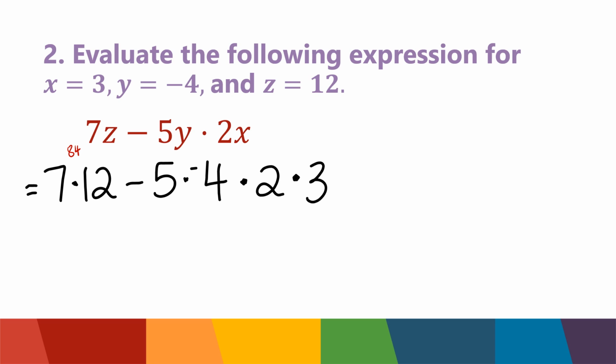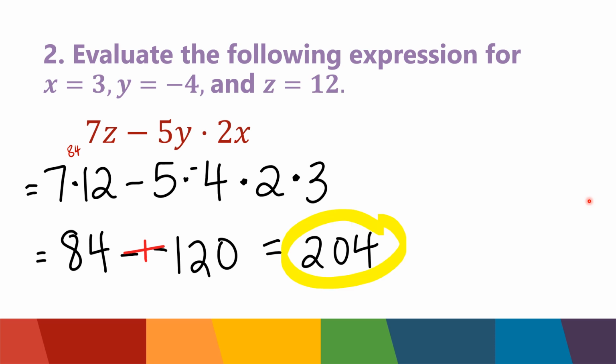And now looking at the right-hand side of my expression here, let's just do 5 times negative 4, that's negative 20, times 2 is negative 40, times 3 is negative 120. Okay. So 84 minus negative 120. Double negative becomes a positive. Add those together, that becomes 204.